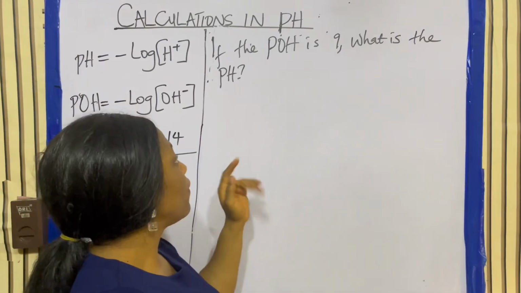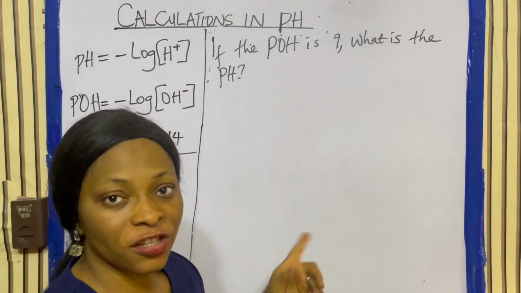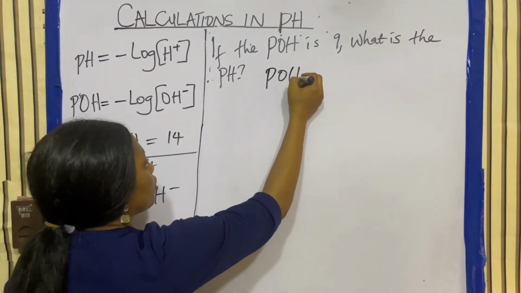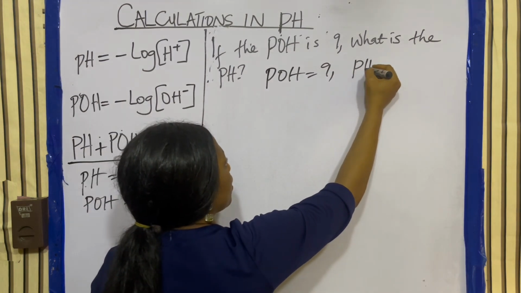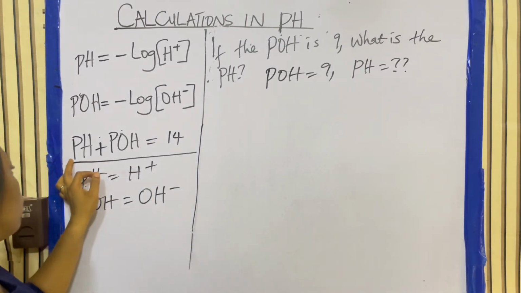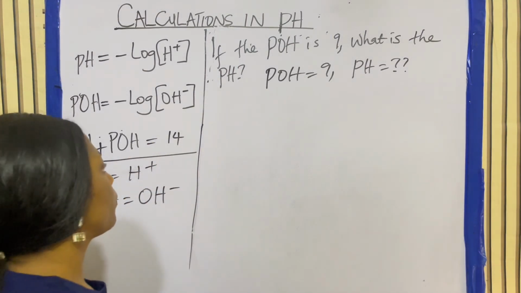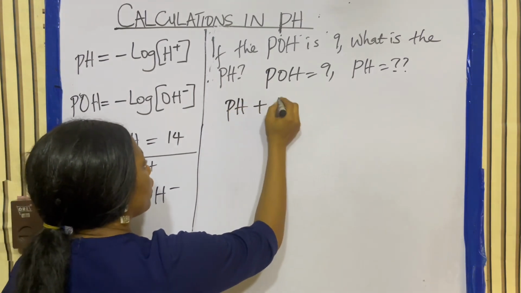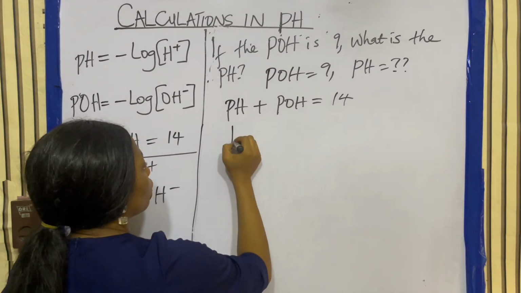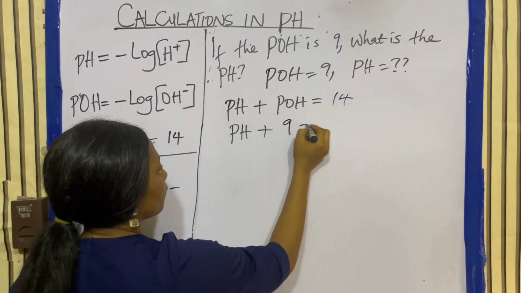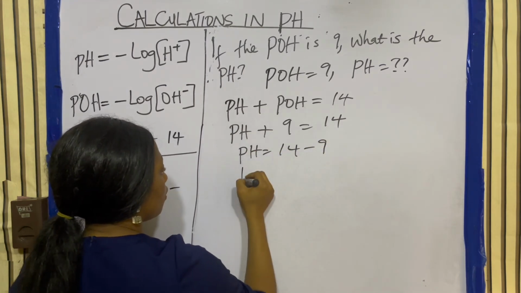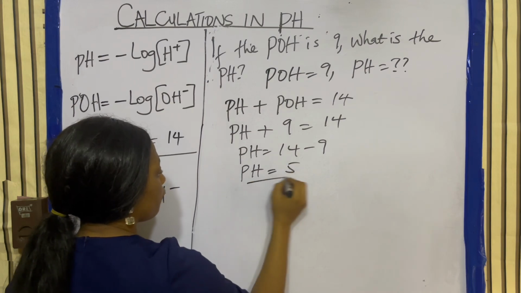Let's solve another question. If the pOH is 9, what is the pH? Very simple. Let's write out the parameters. pOH is 9. We are asked to find the pH. We don't know what the pH is. So which formula are we going to use? We are going to adopt this formula: pH plus pOH is equal to 14. pOH is 9 and this is 14. So pH is equal to 14 minus 9. pH is equal to 5.